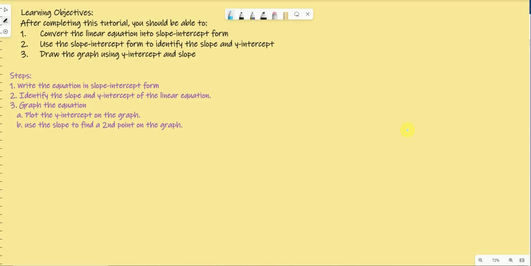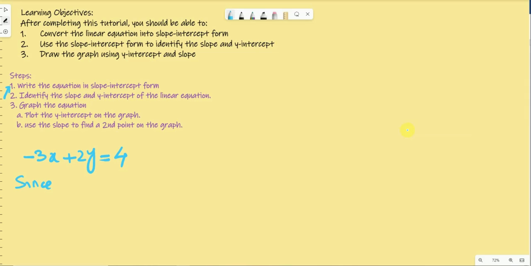Let's write some equation. Suppose that we have an equation: minus 3x plus 2y is equal to 4. See the first step. According to this step, first we have to write the given equation in slope-intercept form.